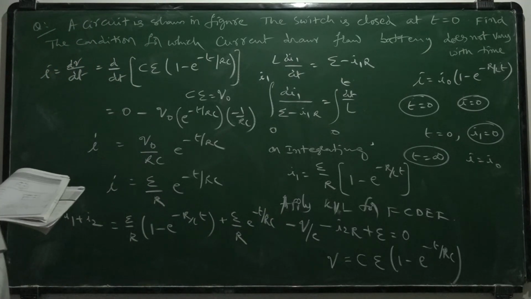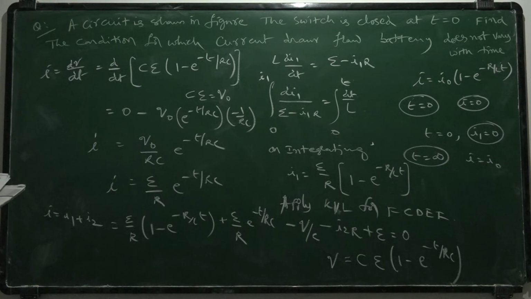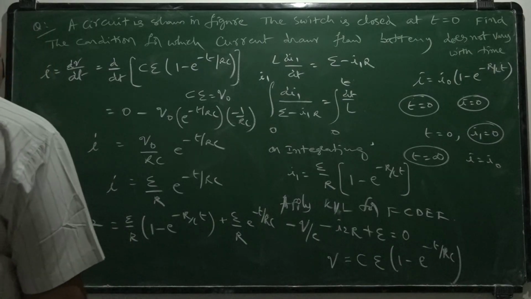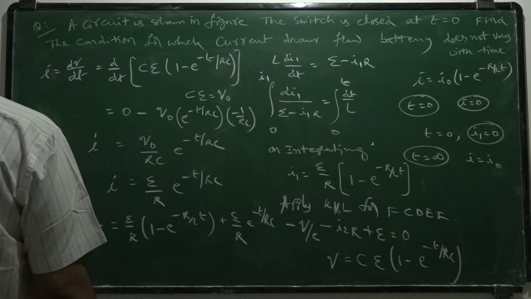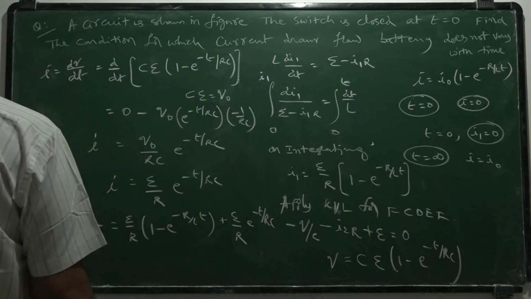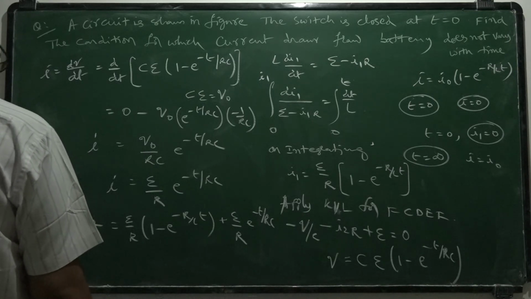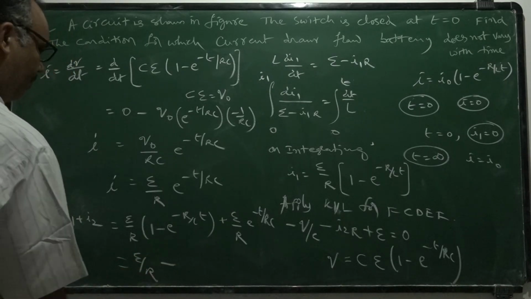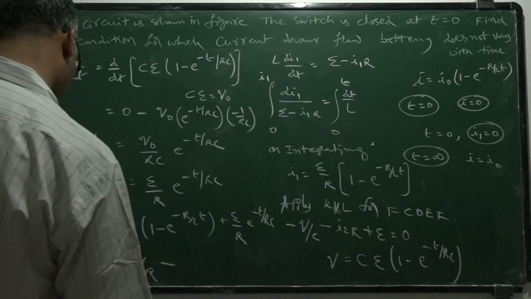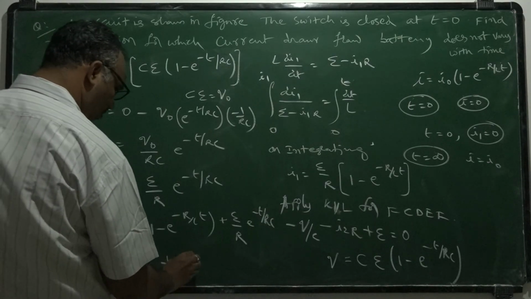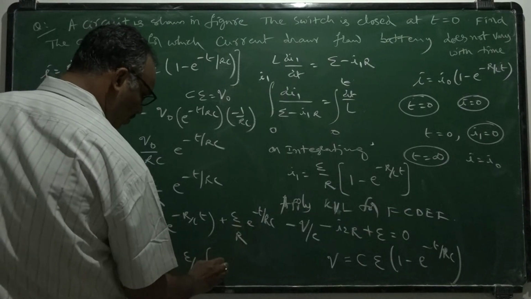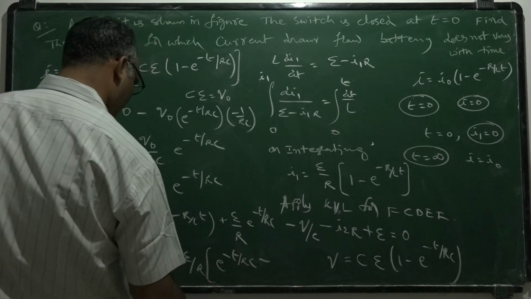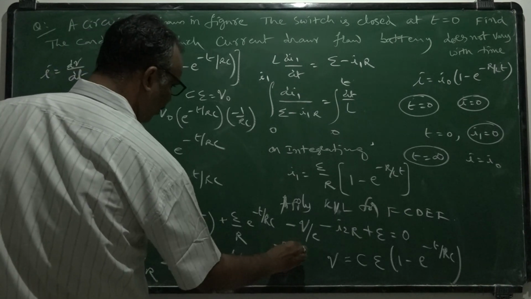We need to simplify this. First of all, let me take the common term E by R. Taking E by R common, first of all you will get 1 plus e power minus t by RC minus e power minus R by L into t.